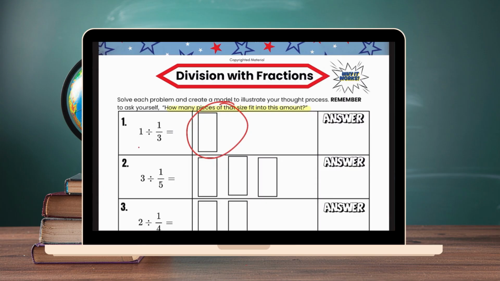So this amount is a third. How many thirds fit into this one whole? We can fit 1, 2, 3 thirds into the whole amount of 1.